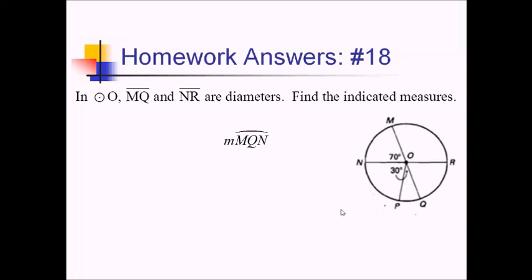For number 18, we want the measure of arc MQN. So essentially, we want the whole circle except for this little arc in here. So we can do 360 minus 70 to give us 290 degrees.